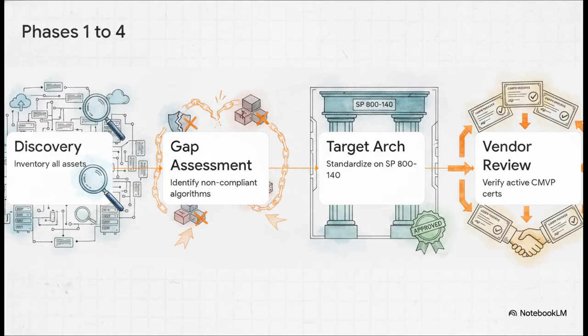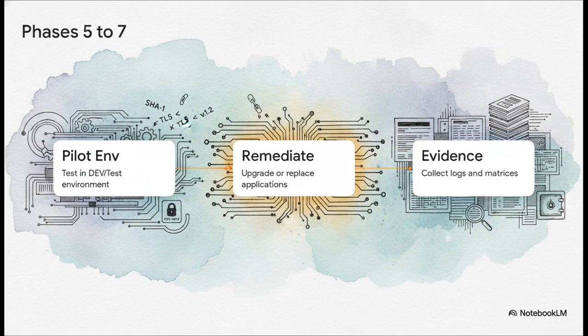Let's turn this around in Section 5, the Implementation Roadmap, a structured enterprise strategy. With those pitfalls crystal clear, let's transition from the chaos of failed compliance to a really structured roadmap. The first 4 phases are entirely about visibility. You absolutely have to know what cryptography you're running across all your servers and cloud services. You assess the gaps, throwing out non-compliant algorithms like SHA-1 or 3DES. Then, you define an approved, modernized target architecture standardized strictly on NIST SP 800-140, and you verify that your vendors actually hold active CMVP certificates. Then, you pilot the changes.